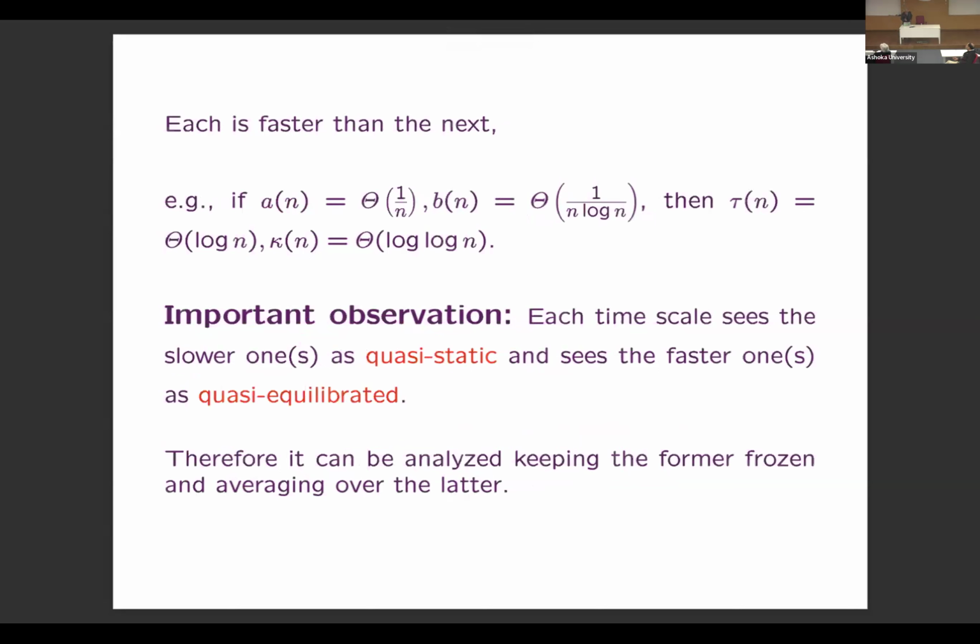And this is what I said. Each time scale sees the slower ones as quasi-static. So the natural time scale sees the entire algorithm as quasi-static. And each algorithm's time scale sees the faster one as quasi-equilibrated. That means you see only the average behavior or equilibrium behavior. So the way to analyze this is that you average out the faster part of the algorithm with respect to the stationary behavior, and keep the slower ones frozen like a fixed parameter.